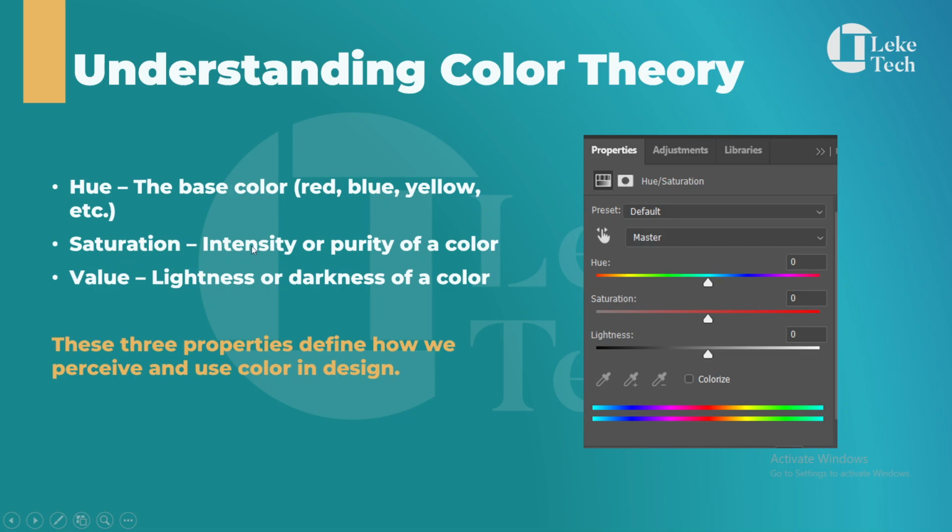You have the saturation, which controls the intensity. The more you increase the saturation, the more intense the color becomes, and the more you reduce it, the less intense it becomes, until it's like black and white. Then you have the value, which controls the lightness or darkness of the color. If you increase it, it becomes light until it's pure white, or it becomes dark until it's purely dark. So these three properties define how we perceive and use colors in design.